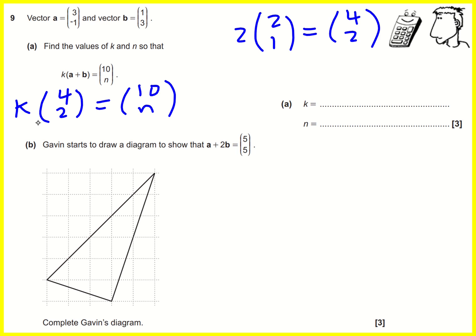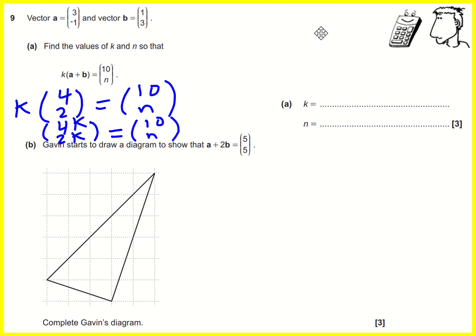So what can I then write down? I can write down that 4k, 2k is equal to 10n. And I'm nearly there now. Again, I'm just going to get rid of this because I need the space. This is just to demonstrate.